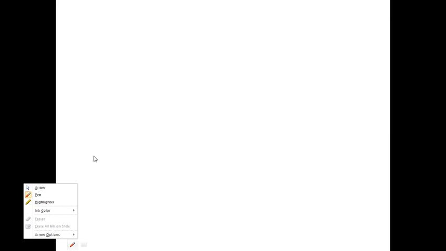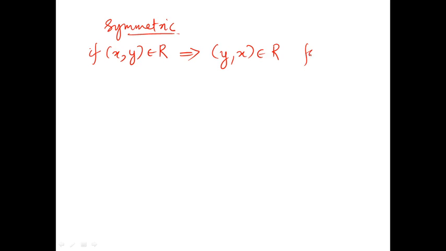Next I would like to talk about the second relation given in the question, which is a symmetric relation. I can define a symmetric relation as follows: if x, y is an element of R, there should be y, x also present in R for all x, y element of A. Suppose I am taking A is equal to 1, 2, 3.